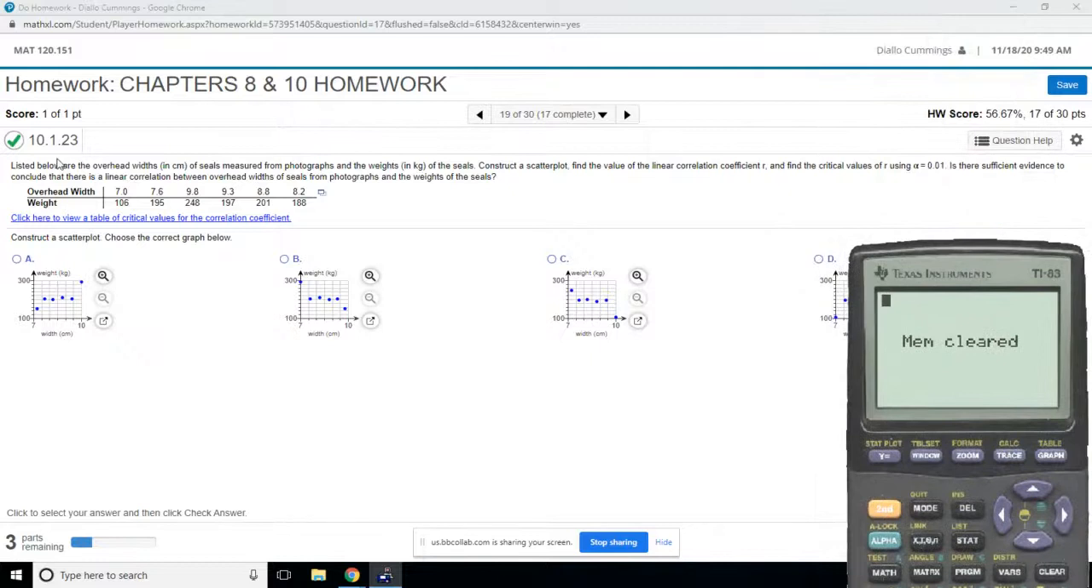Okay, so now we'll take a look at the problem. It says, listed below are the overhead widths in centimeters of seals measured from photographs and the weights of these seals. We're asked to find the critical values of r, and our alpha level is 0.01. And we want to determine, is there sufficient evidence to conclude that there is a linear relationship between overhead widths of seals from photographs and the weights of the seals?